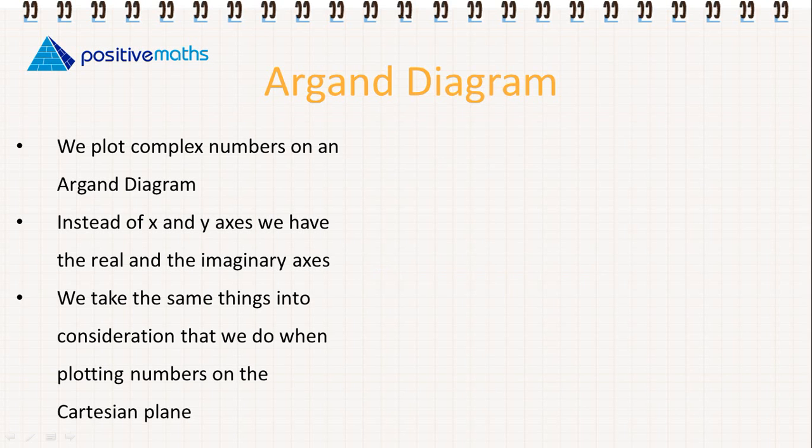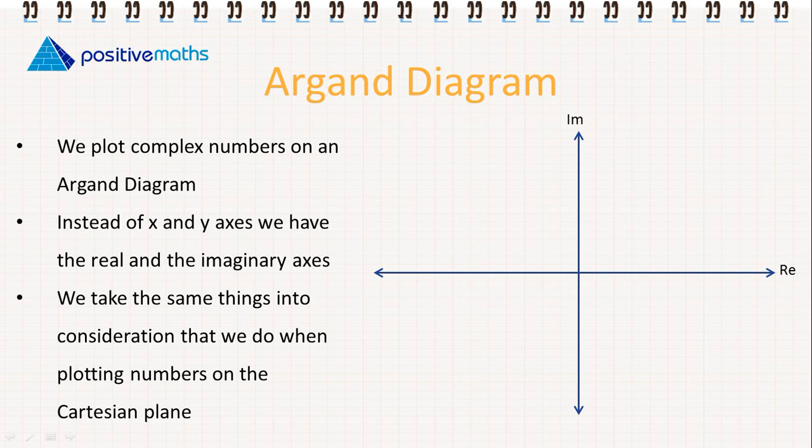The first thing we're going to learn is how to draw the Argand diagram. So we draw our axes. Our x-axis is the real axis, and the y-axis is now the imaginary axis. We then graduate the axis like we do with coordinate geometry. So we put in our positive values on the right and at the top, and our negative values are going on the left and at the bottom.